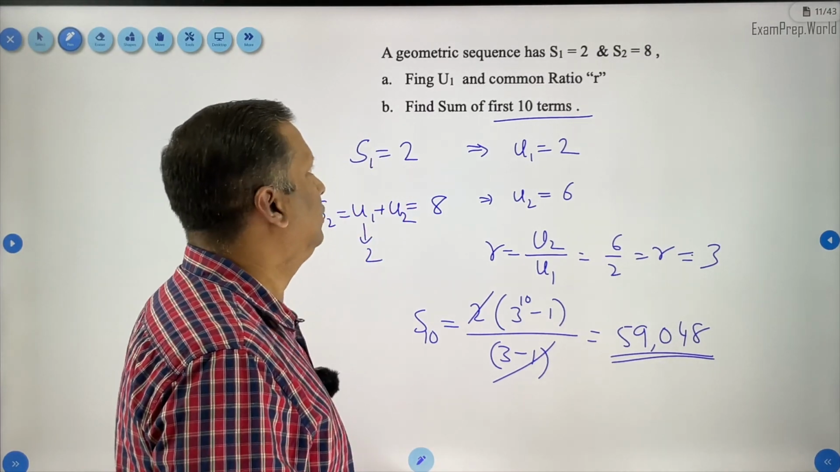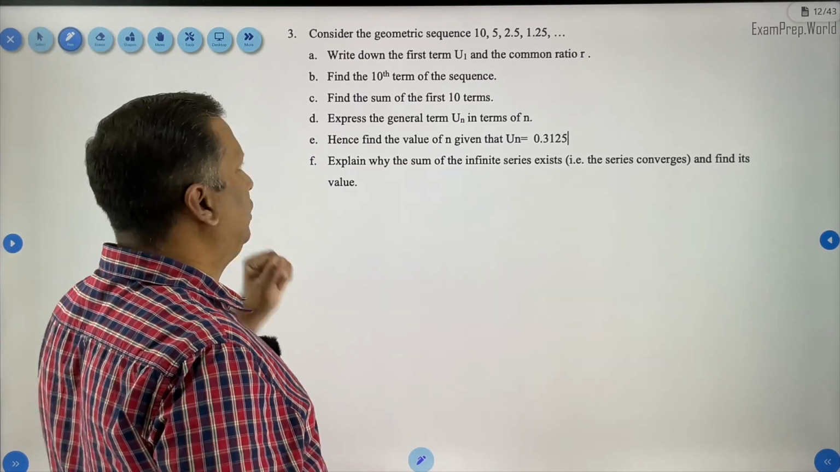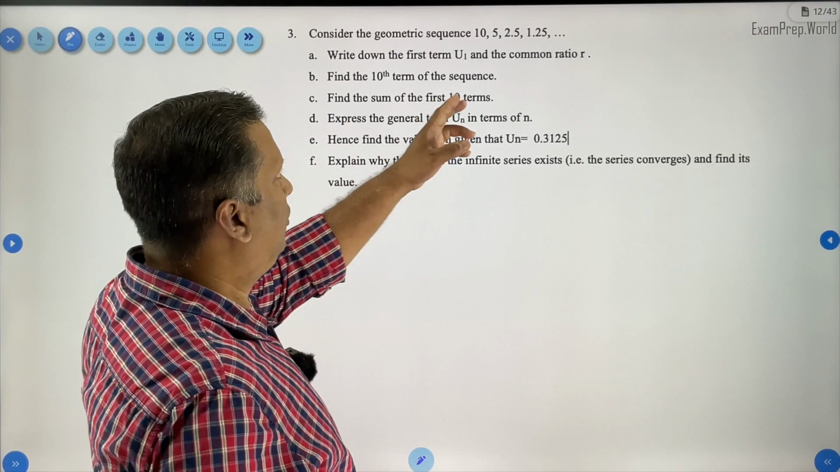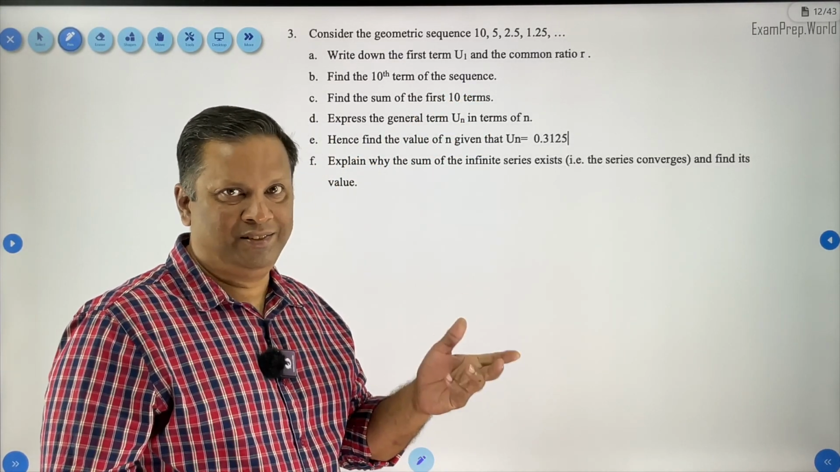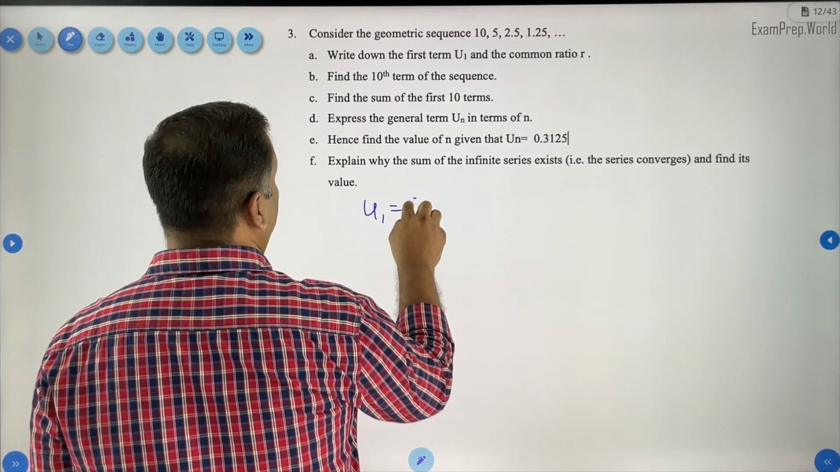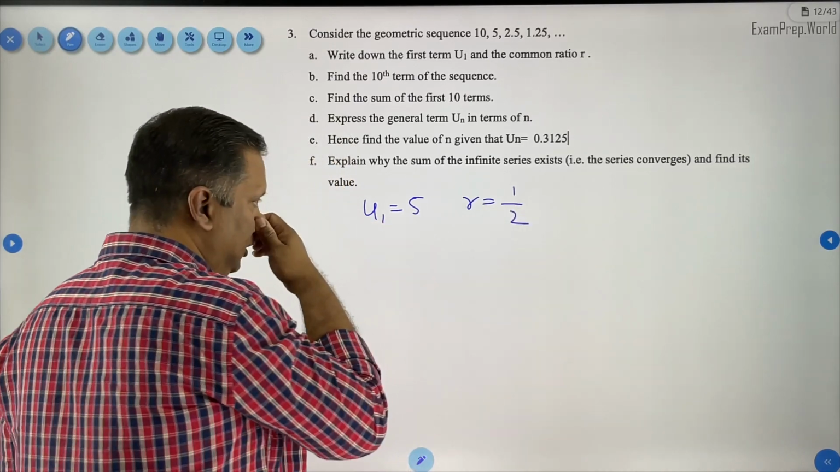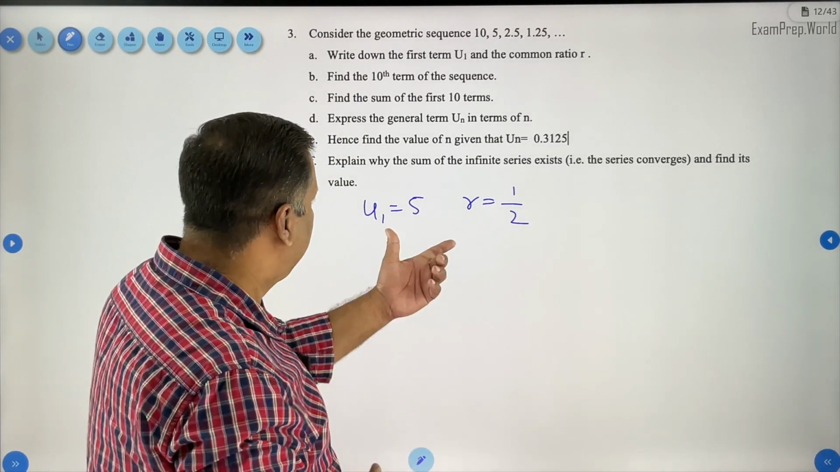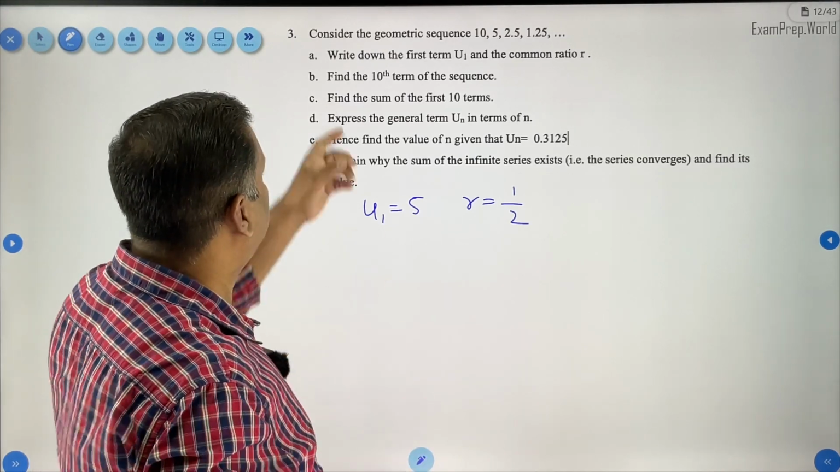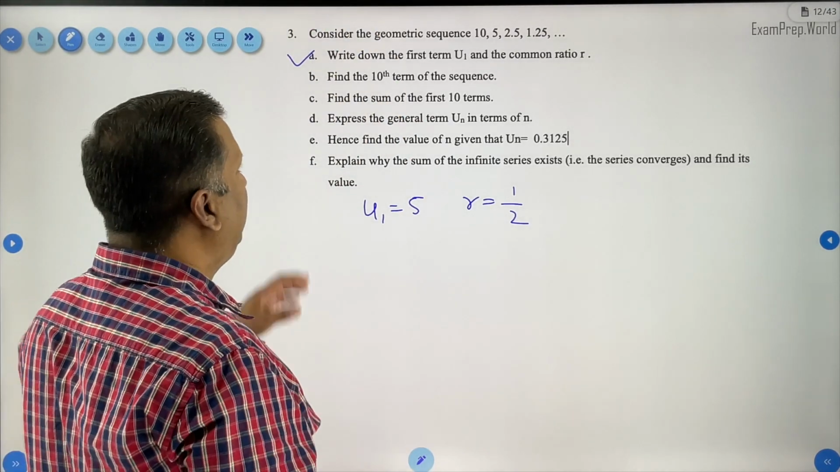Now let's go to the next question. We have been given one sequence and 6 questions from the same sequence. Let's do them. 10, 5, 2.5, 1.25. What kind of series is it? Converging series, right? So what is U1? It's 10. What is R? 5 divided by 10, which is half. So now we have U1 and R. Once you have these two things, the whole sequence comes under your control. What is the first term U1 and the common ratio? That question is answered. Next, find the 10th term of the sequence.